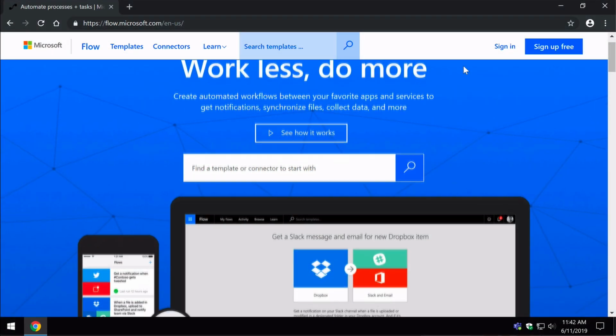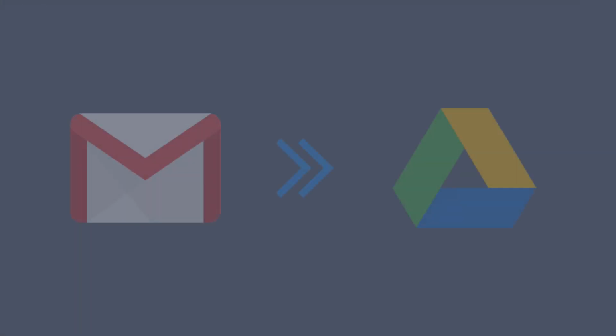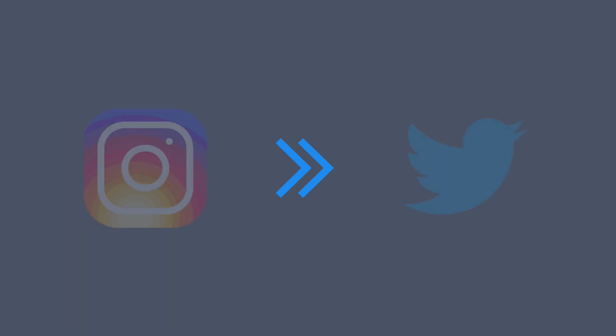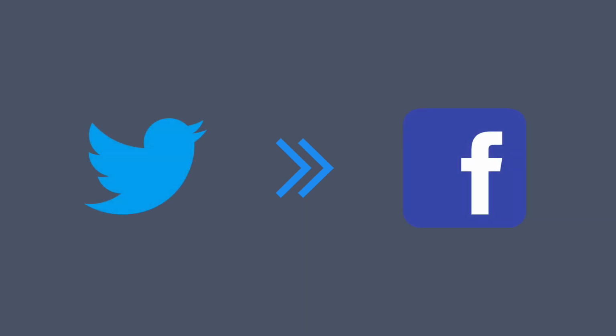You can use Flow with all your favorite cloud services, and they don't have to be Microsoft. You could use Flow to save your Gmail attachments to Google Drive. Or you could share an Instagram photo on Twitter, or you could share your tweets on Facebook.